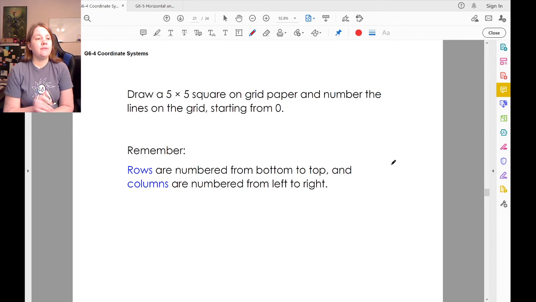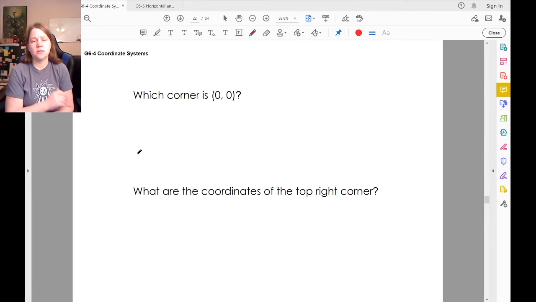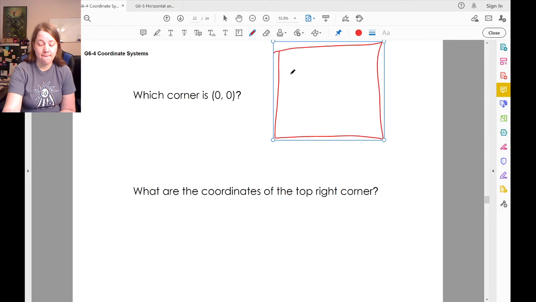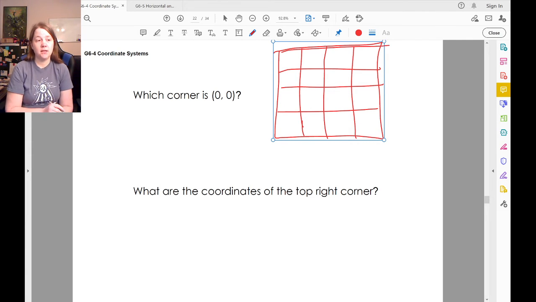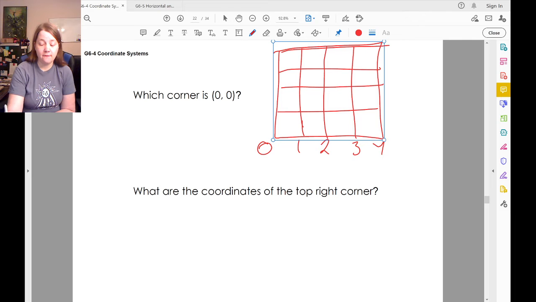Now, draw a 5 by 5 square on grid paper and number the lines on the grid starting from 0. What corner is 0, 0? If you have a 5 by 5 grid, 1, 2, 3, 4, 5, 1, 2, 3, 4, 5. See how I have that grid there? And I start at 0. 1, 2, 3, 4. 1, 2, 3, 4.